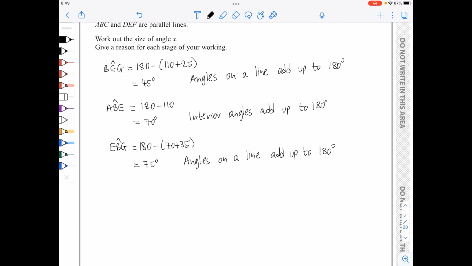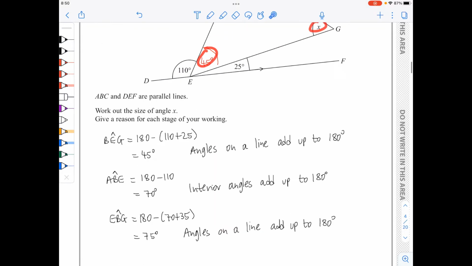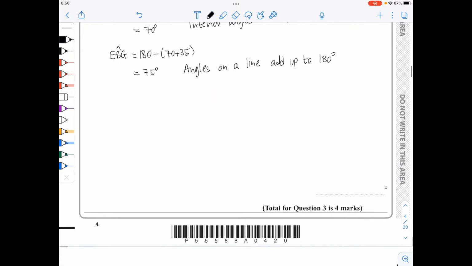So the 75 degrees will go here, and now that I've got the two angles here, x is just the angle needed to make the sum 180. So that's gonna be x is 180 minus 75 plus 45, which is 60. And the reason is angles in a triangle add up to 180 degrees.